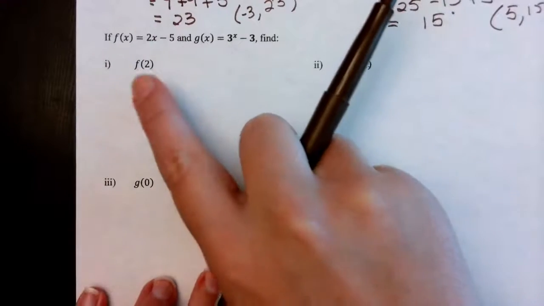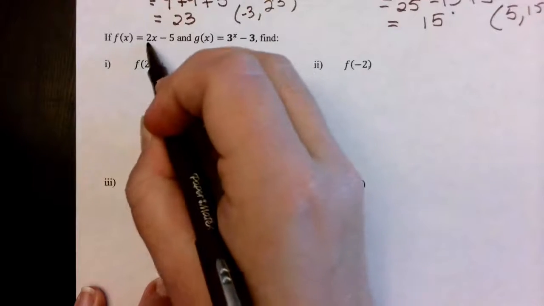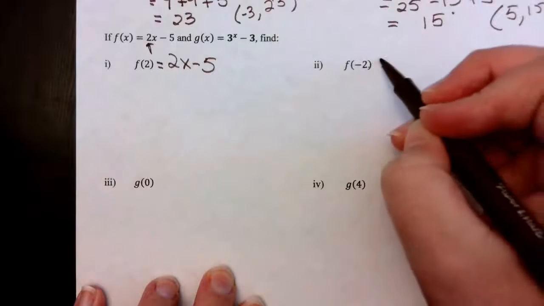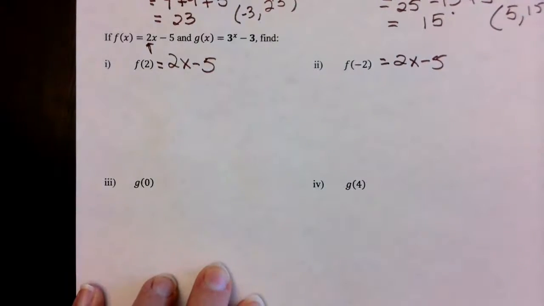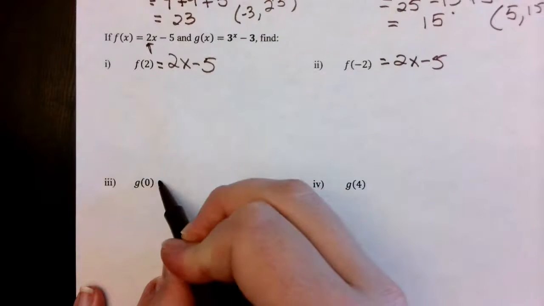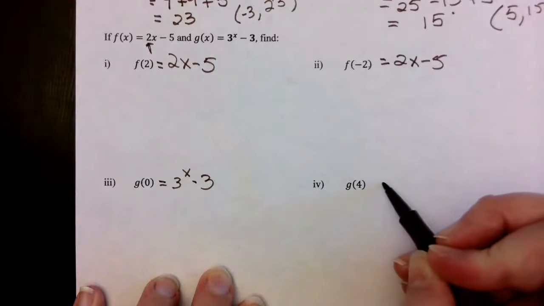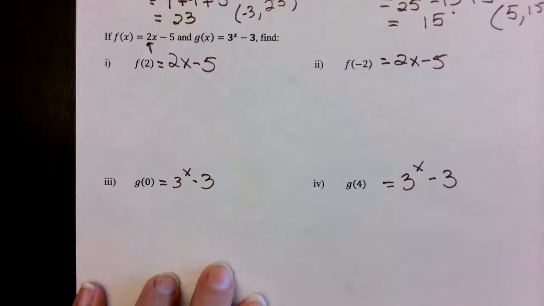So wherever we see an f in the front, we're using the f of x function. Same thing here, f of negative 2, so I'm using the f of x function. So when there's a g in the front, I'm using the g of x function.